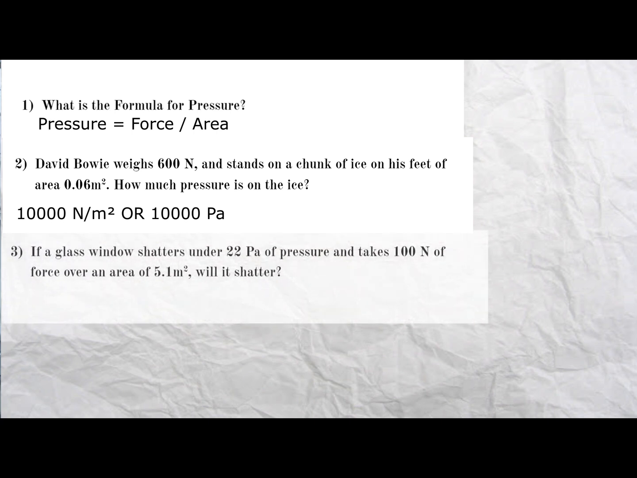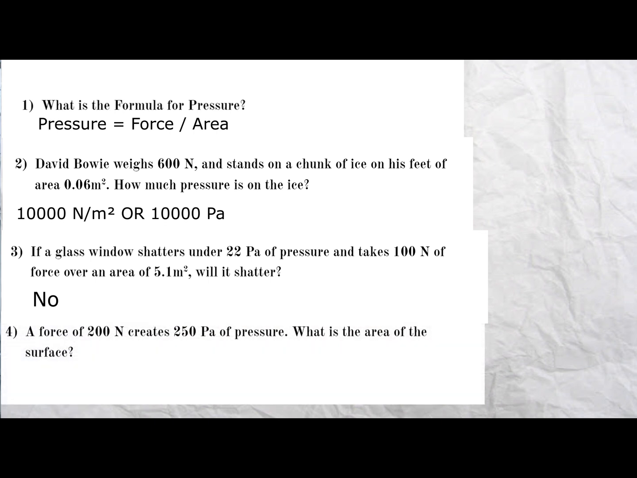Question 3 is another pressure calculation. We have a force of 100 newtons spread over 5.1 square metres. So that is 100 divided by 5.1, which is 19.6 newtons per square metre, or 19.6 Pascal. Since this is less than the 22 Pascal needed to break the window, that means that the window is safe.